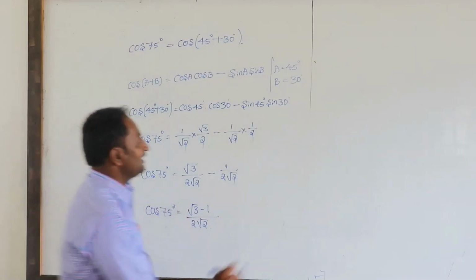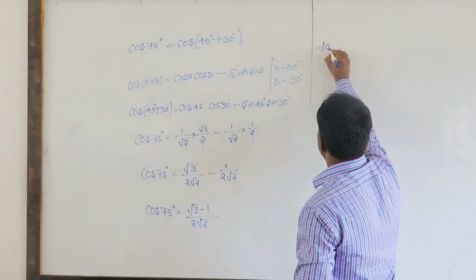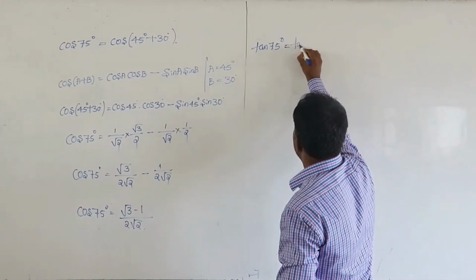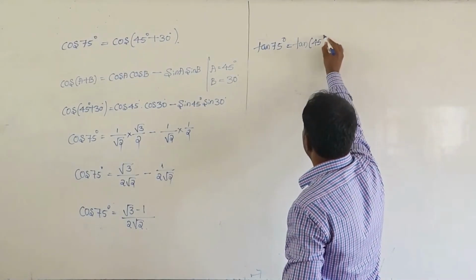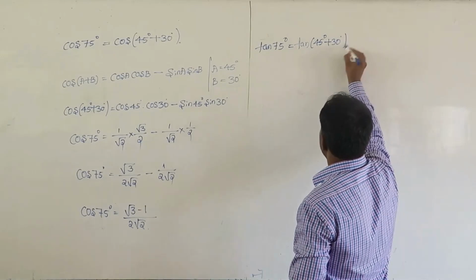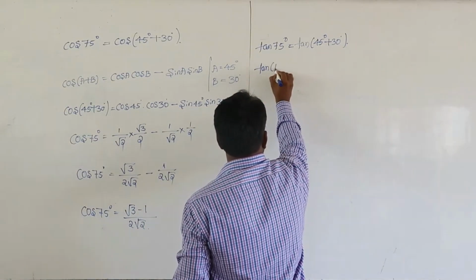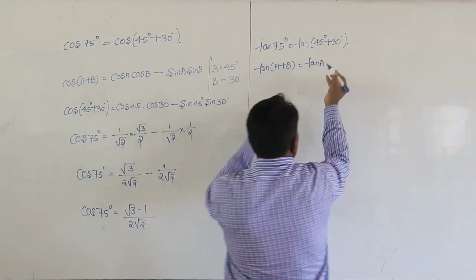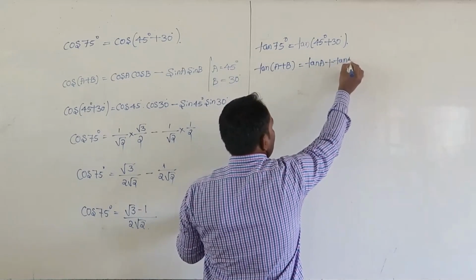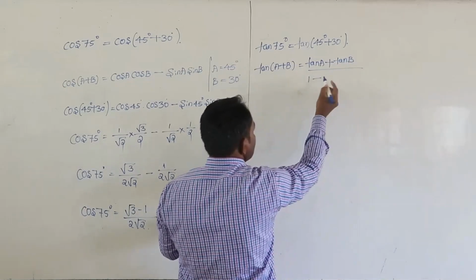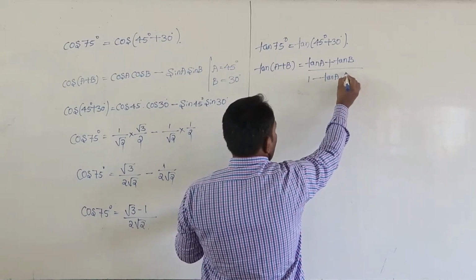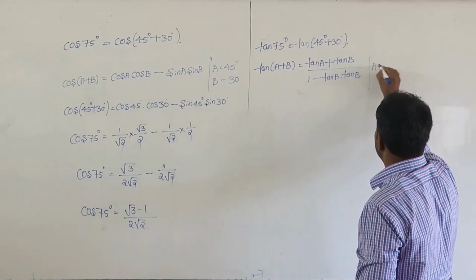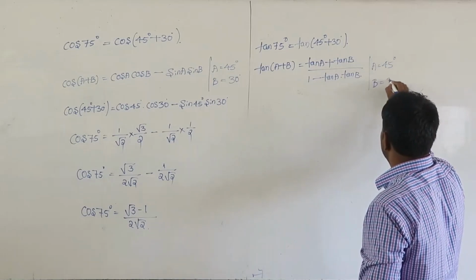Similarly, we can derive tan 75 degree. Tan 75 degree is written as tan of 45 degree plus 30 degree. Here again we can use the formula: tan of A plus B is equal to tan A plus tan B divided by 1 minus tan A into tan B. Again we substitute A is equal to 45 degree, B is equal to 30 degree.